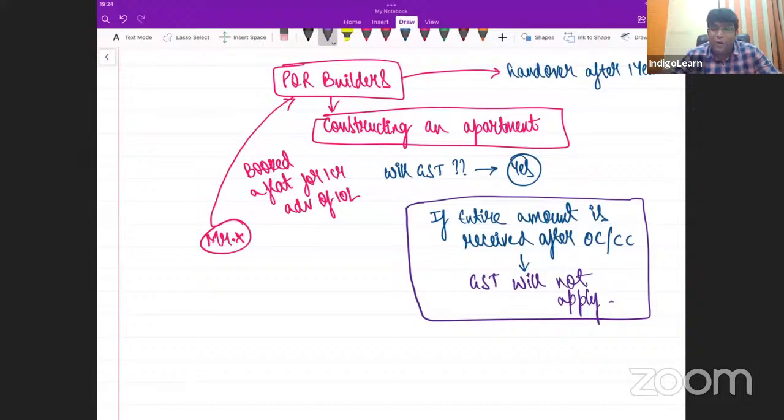That is why we wrote that line, sale of land or building except construction service. So for construction service, GST will come. But for sale of land or building, GST will not come. So once completion is over, GST will not come into picture, provided entire amount is received after OC. If entire amount received after OC, then only GST will not come into picture. That is the point to be noted. Very, very interesting and important concept. Next.